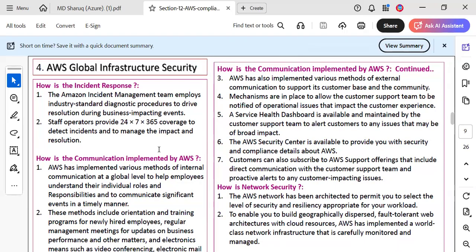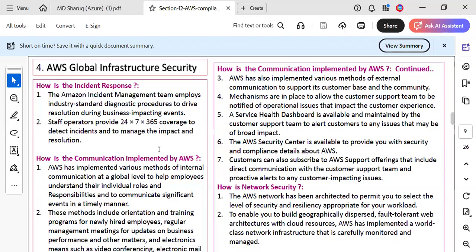Now, how is the communication implemented by AWS? AWS has also implemented various methods of external communication to support its customer base and the community. Mechanisms are in place to allow the customer support team to be notified of operational issues that impact the customer experience. Let us say your EC2 is not accessible through the free tier account, and you raise the incident. Then immediately they will give the response by mail, and continuously they will be updating you on what is going on in the life cycle of the incident.